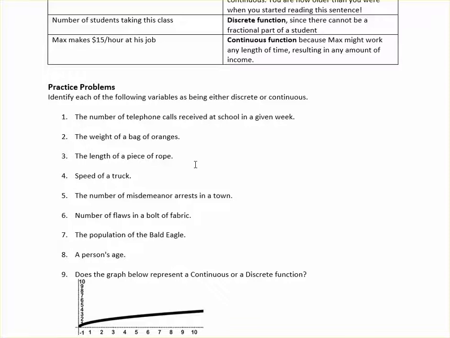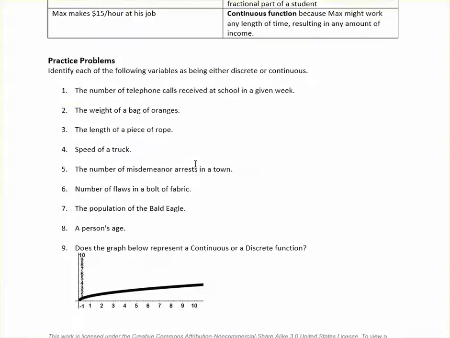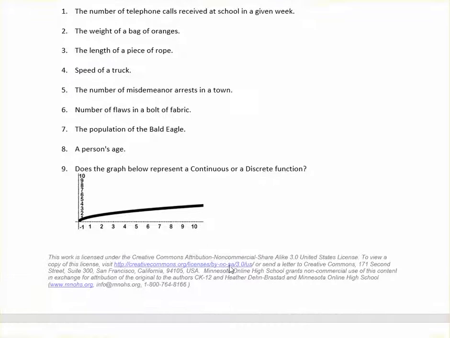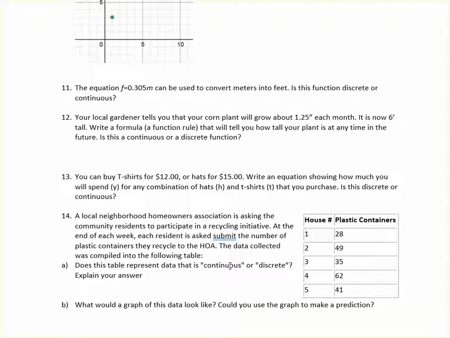For numbers 1 through, is it 10? 1 through 10, you're going to write continuous or discrete for each of these situations. There's 2 of them that are a graph, so you can look back at the examples there. Let's look at number 11. This is also, you say if it's continuous or discrete. It says it can be used to convert meters into feet. Measurements like feet and meters will be continuous because you can measure in parts of a foot or parts of a meter.